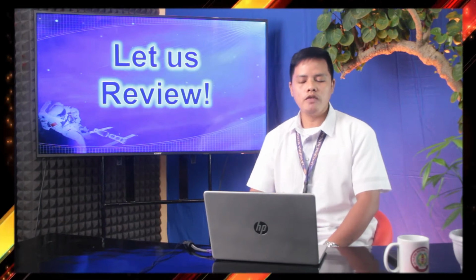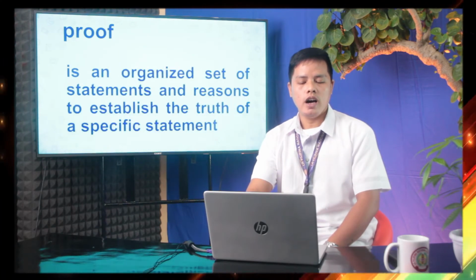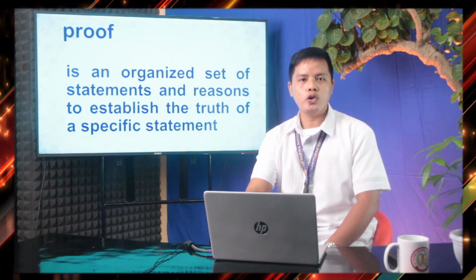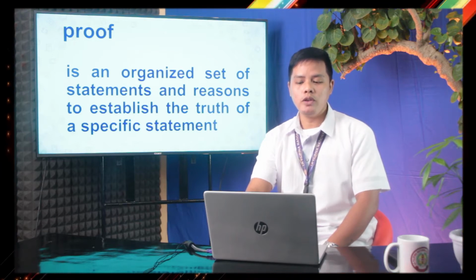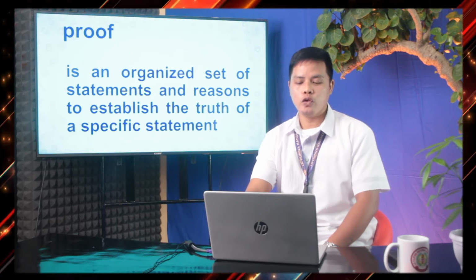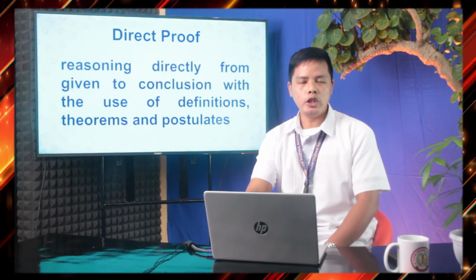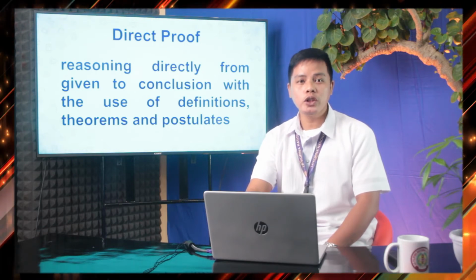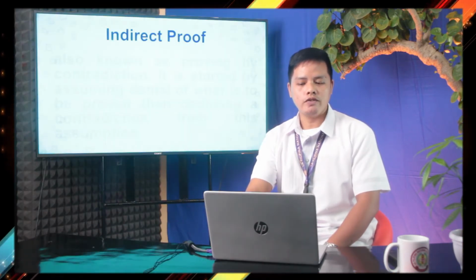Before we start on writing a proof, let's define first a proof. A proof is an organized set of statements and reasons to establish the truth of a specific statement. It means we need to provide a statement and reason to make a statement true. We also have two kinds of proof. It is the direct proof, which means reasoning directly from given to conclusion with the use of definitions, theorems, and postulates. Another one is indirect proof.